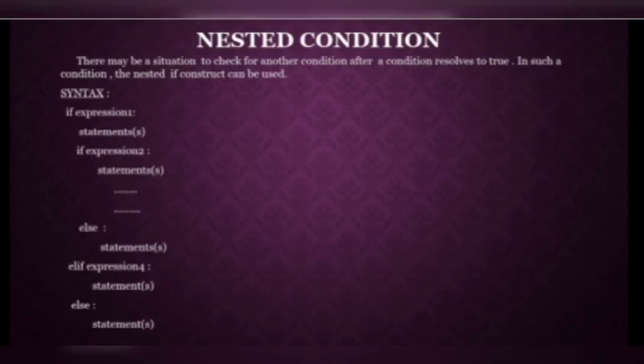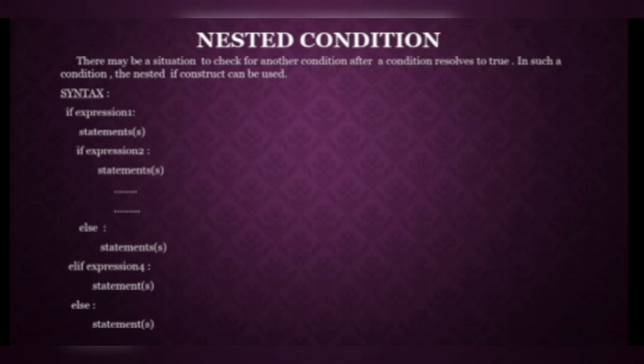Next, last but not least, we will see the last conditional execution, that is nested conditions. There may be a situation to check another condition after a condition resolves to true. In such a situation, the nested construct can be used. One condition can also be nested within another. Any number of these statements can be inside one another. Indentation is the only way to figure out the level of nesting. Here is the syntax for nested conditions, where an if statement is inside another if statement.